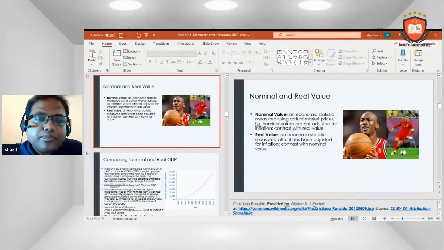Nominal and real value. Nominal value, an economic statistic measured using actual market prices. For example, nominal values are not adjusted for inflation, in contrast with real value. Real value, an economic statistic measured after it has been adjusted for inflation, in contrast with nominal value.